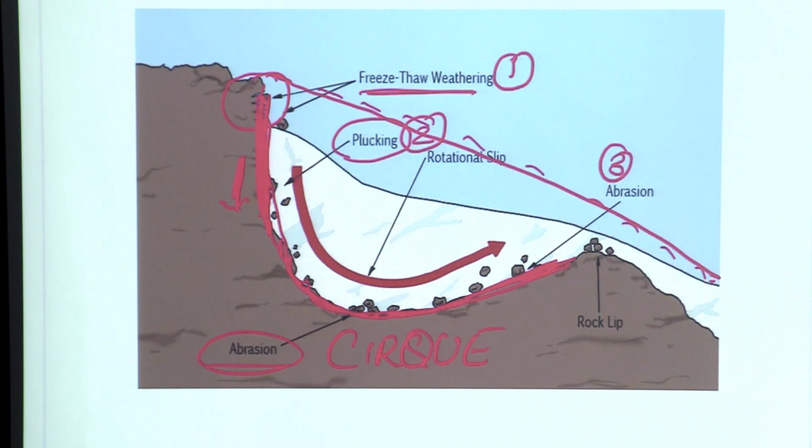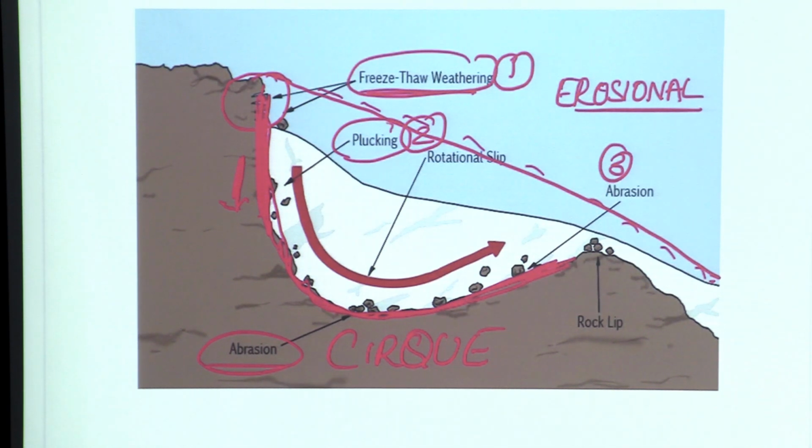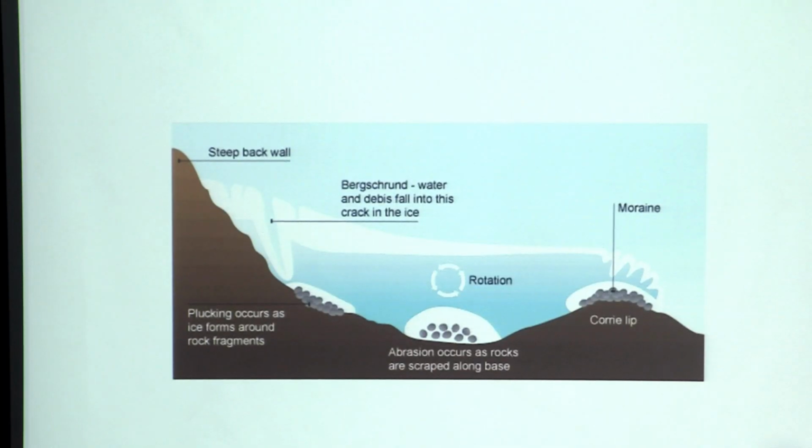What is cirque? Cirque is an erosional feature developed by a glacier which involves the combination of freeze-thaw weathering, plucking or scooping as well as abrasion. And the shape of cirque is such that we call it armchair topography. Notice the same here. It's all covered with snow and ice, and I am purposefully highlighting it.